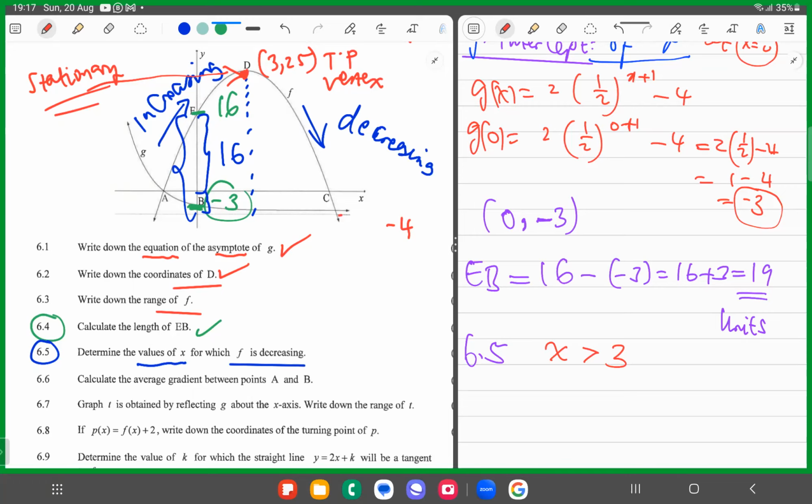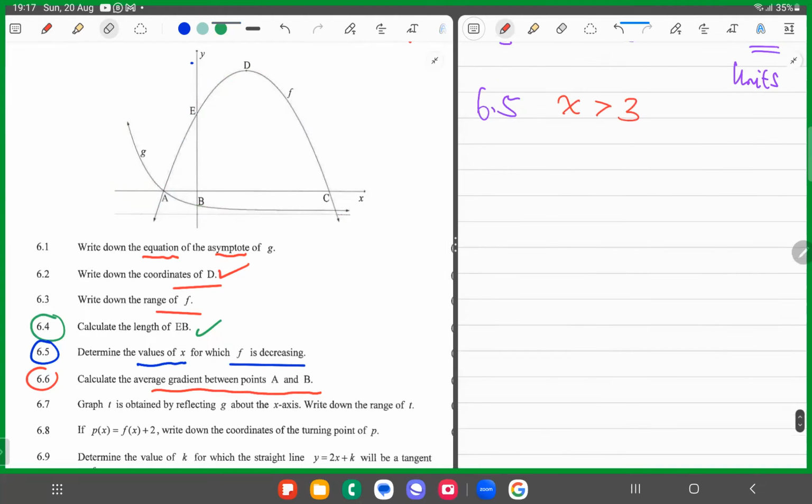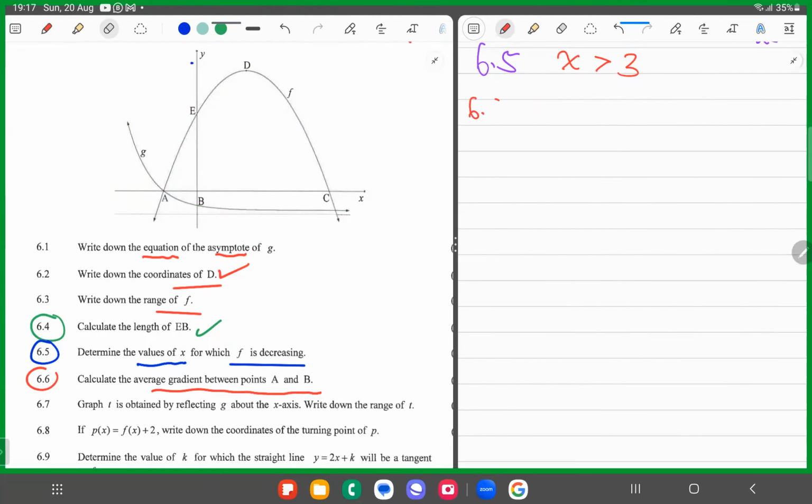The next thing to do is to answer the next question. 6.6, calculate the average gradient between points A and B. Here is A, and here is B. I need to find the average gradient between them. Right, so we continue.